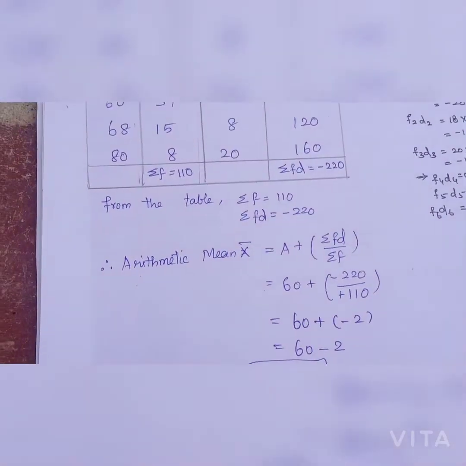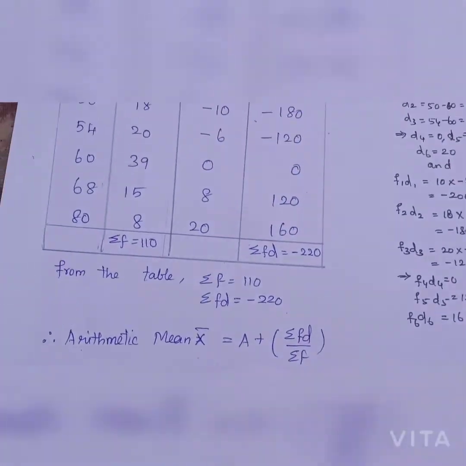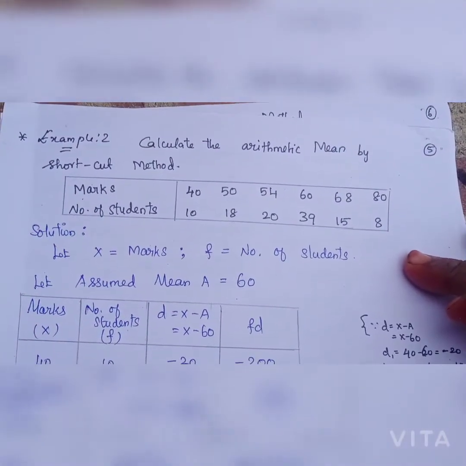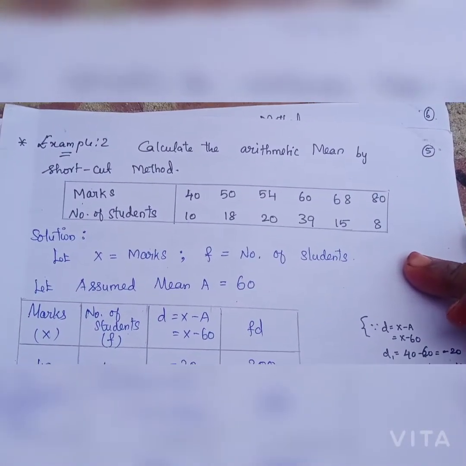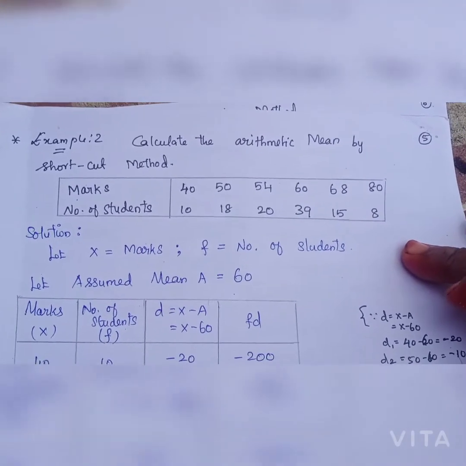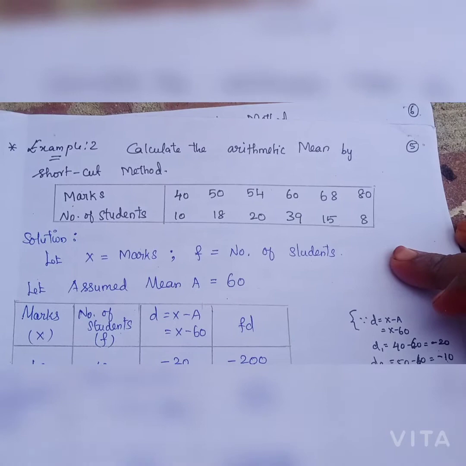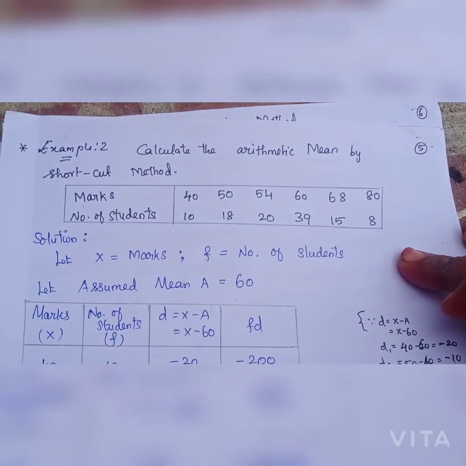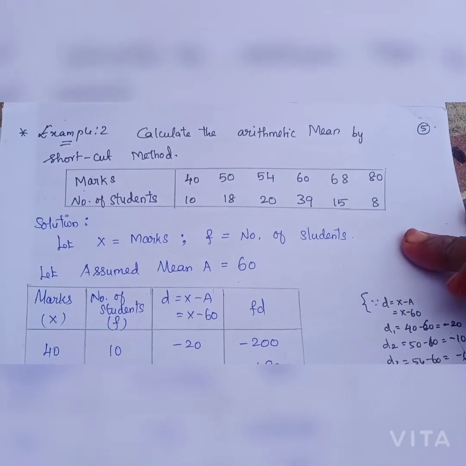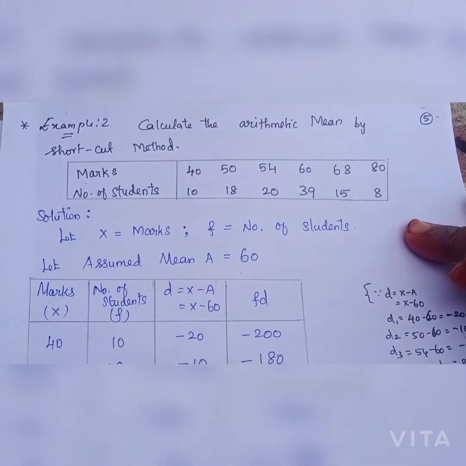Example of shortcut method. Calculate the arithmetic mean by shortcut method. Marks 40, 50, 54, 60, 68, 80. Number of students 10, 18, 20, 39, 15, 8. Let us consider x as marks and frequency f as number of students.